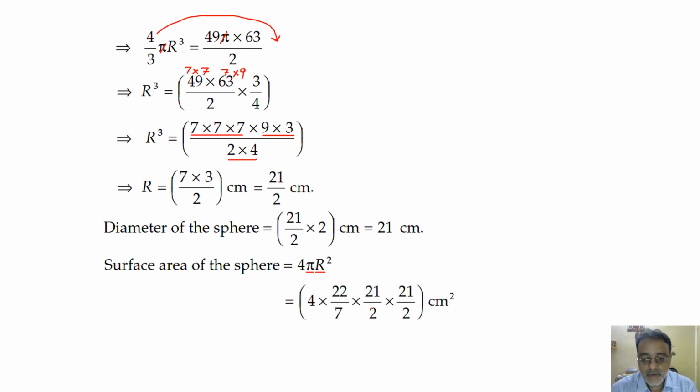So 2's we can cancel with 4, and 21 we can cancel with 7. So we are getting 66 into 21. 66 into 21, 1386 centimeter square. So this is the final answer. Any doubt in this question? No, sir. Okay, so now we are moving towards the next question.